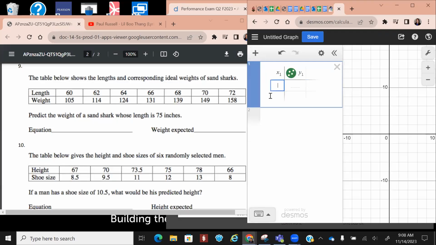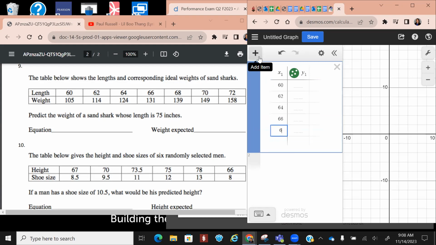Okay, so you're going to hit the little plus sign. You're going to hit table, and we're going to type the top row on the left-hand side and the bottom row on the right-hand side. You hit the plus sign, and you hit table. Okay, so go ahead and start typing those in.